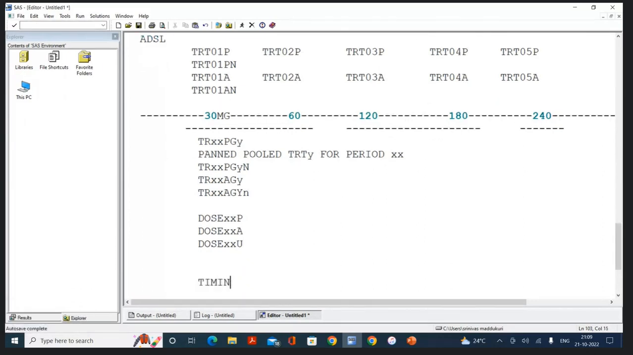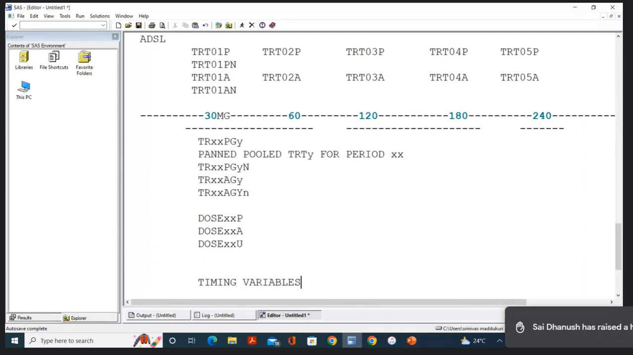Then we are going to have the timing variables, and we'll discuss the timing variables in the next class. Clear, everybody? Yes. See you in the next class.